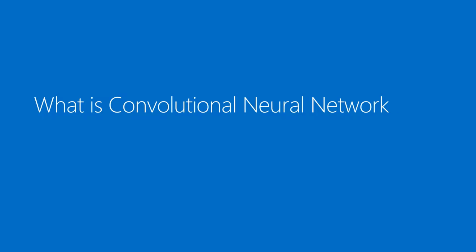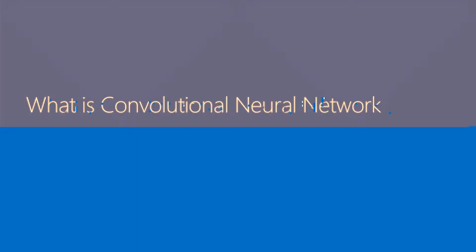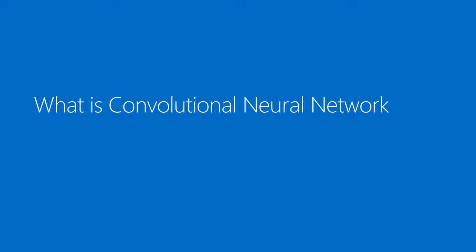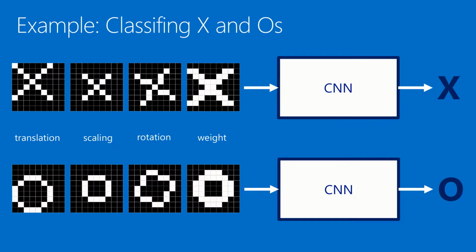Convolution neural networks, or CNNs, are a category of neural networks that have been proven effective in areas such as image recognition and classification. Before we see our code and the output, let us understand what a convolution neural network is using an example of classifying X and O's. So when we are classifying images as X and O's, we need to take care of scaling, rotation, weight, and translation in order to fit or map it to either X or O.